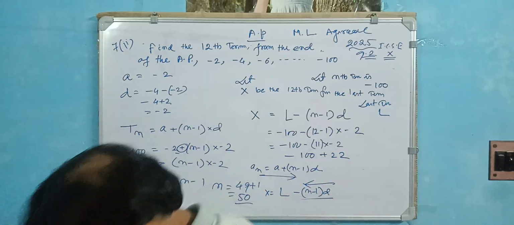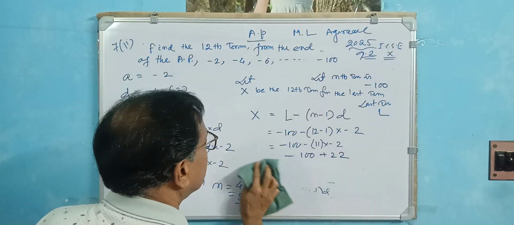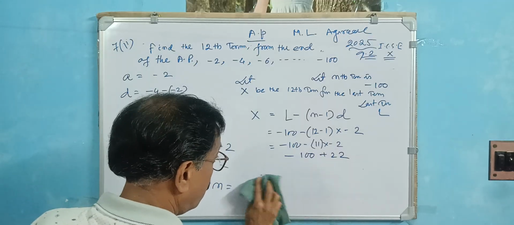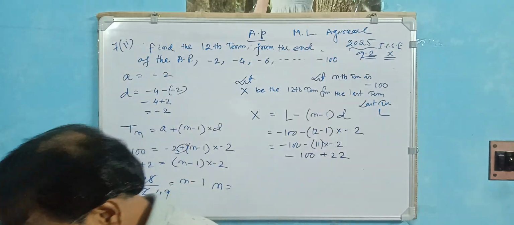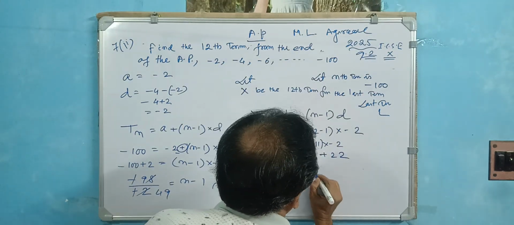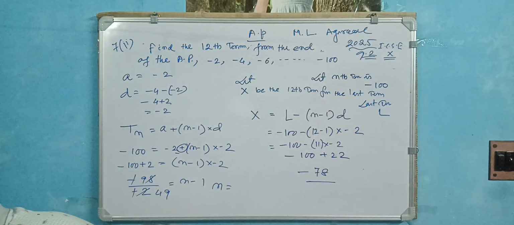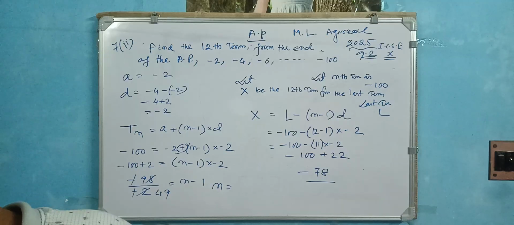Let me erase this a little, please. Okay, is it clear or not? So 100 minus 20 gives 80, so the answer is minus 80. Okay, minus 78 is the answer. Clear.